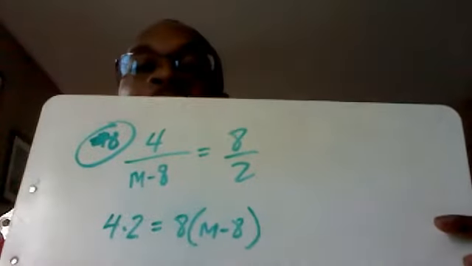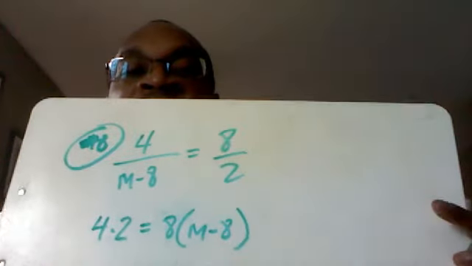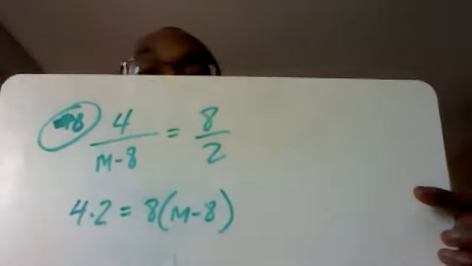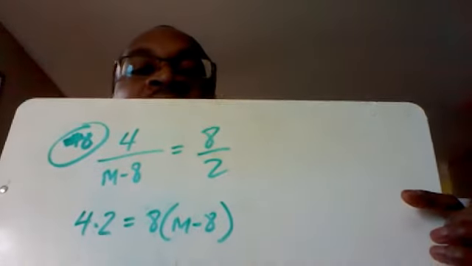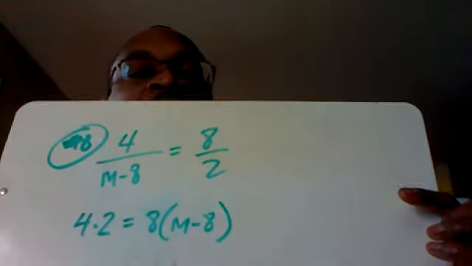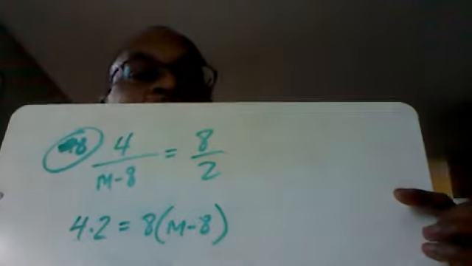Alright, this would be the correct setup for that problem. 4 times the 2, 8, parentheses, m minus 8. Then after that you would just go ahead and distribute the 8 to the m and the 8. So it'll be 8m minus 64. That's going to be my next step, just simplify.